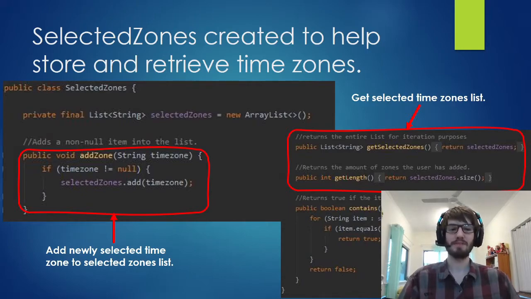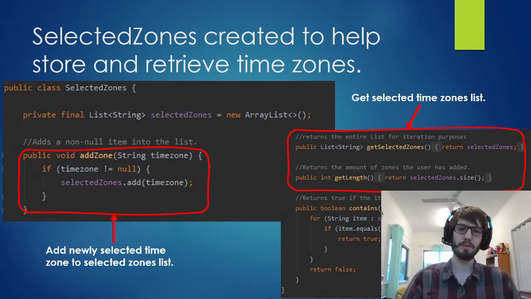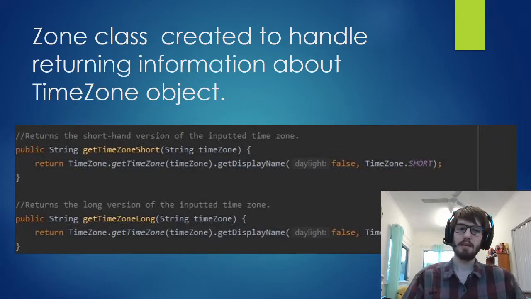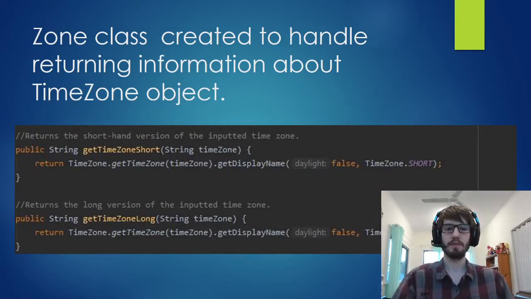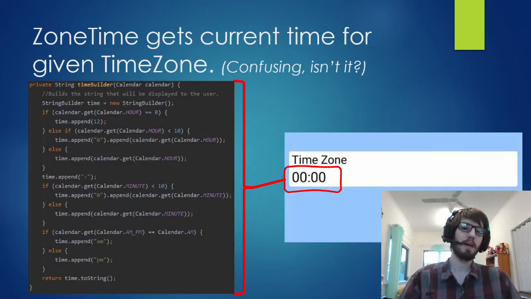The SelectedZones class was created to help store and retrieve the time zones that the user had selected. I did add a method within the class to be able to remove time zones, however, this was never implemented. The Zone class was created to handle setting the default time zone and returning information about a passed-in time zone object. The getTimeZone method took a parameter of a string and returned a TimeZone object. The rest of the methods are self-explanatory getter methods. The ZoneTime class automatically converts a passed-in time zone object to a calendar object, which is then used to build a string for displaying the time.